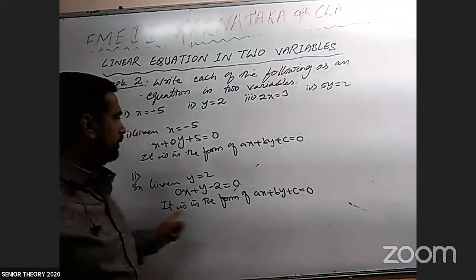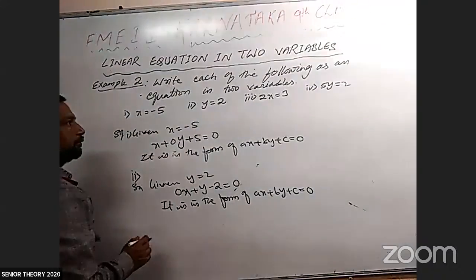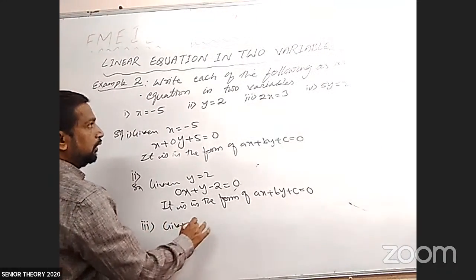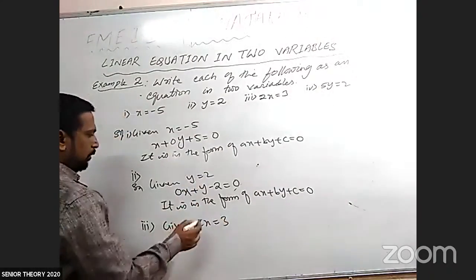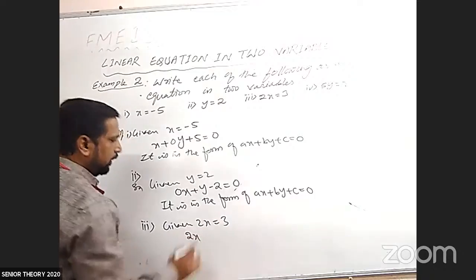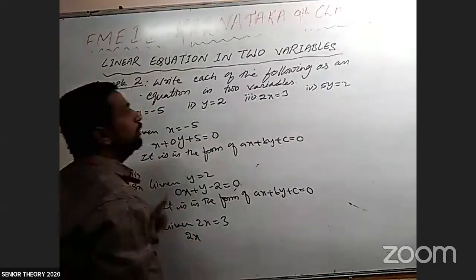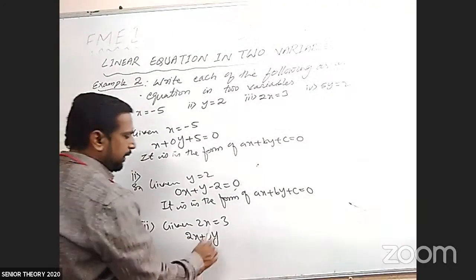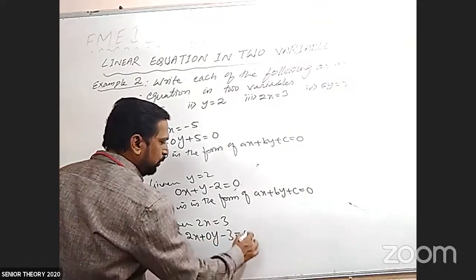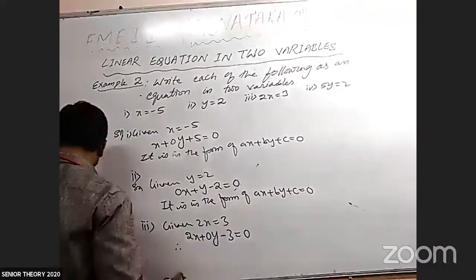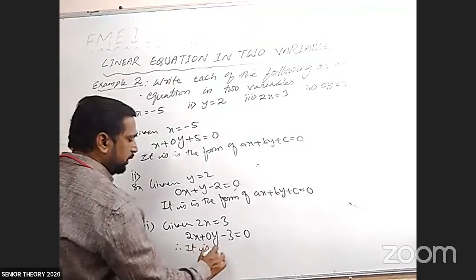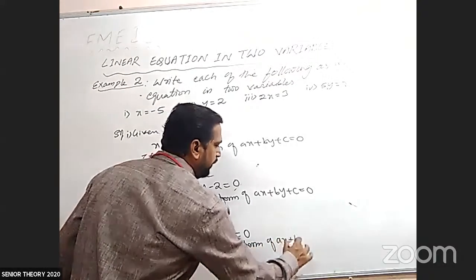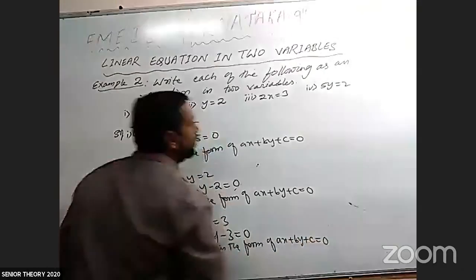Similarly you can solve the third and fourth one also. Number 3. Given equation is 2x equal to 3. So we can write this equation like this: 2x. Here there is no another variable y, so we will take y along with coefficient 0. 2x plus 0y minus 3 equal to 0. Therefore it is in the form of ax plus by plus c equal to 0.